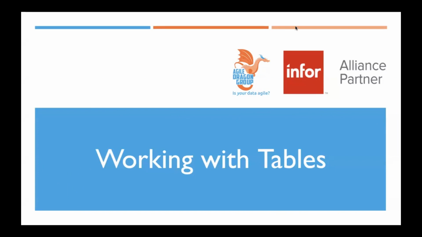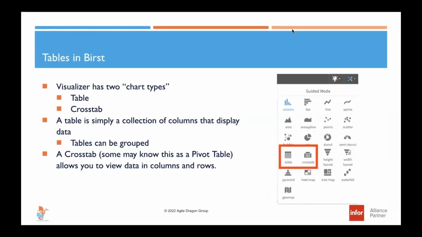In this lesson, we're going to learn about and work with tables. In Birst, there are two types of table. One is called a table, the other is called crosstab. A table is simply a collection of columns that display data. Tables can also be grouped, which we'll demonstrate in this lesson. And the second kind of table is called crosstab. Some of you may know crosstab as a pivot table. A crosstab will allow you to show data in both rows and columns. Both of these chart types are accessed in the same location where you change your chart type. Just search for a table or crosstab within that list.